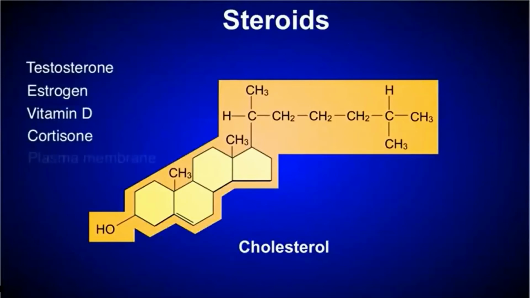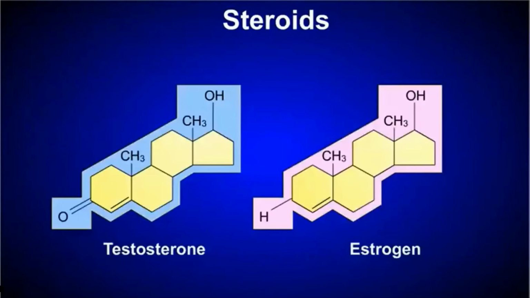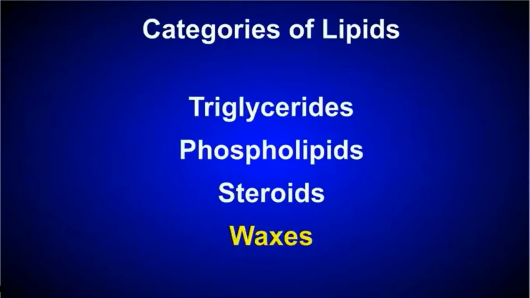Cholesterol is present in plasma membranes where it stabilizes the membrane. The hormones testosterone and estrogen have small differences in their functional groups, but large differences in their effects on an organism. Waxes are the final group of lipids.